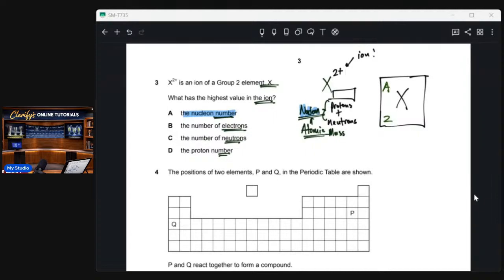The nucleon number is not changing. What is changing is the number of protons. So now, if they ask us what is the highest value in the ion between nucleon number, number of electrons, number of neutrons, and proton number, what is the highest value?